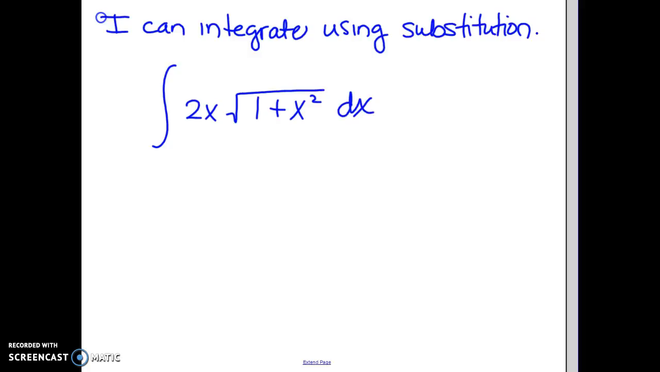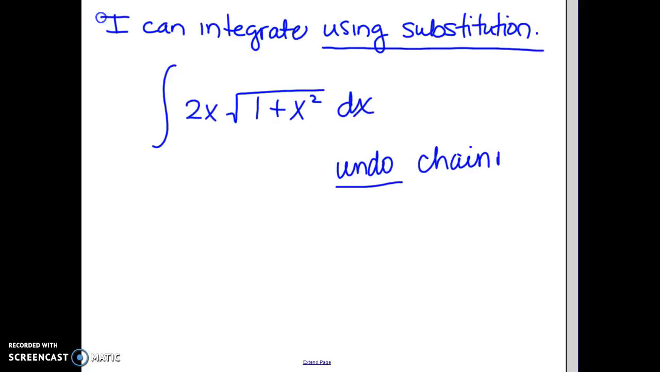You know, it is a chain rule. Very good. So how do we undo a chain rule? That's where the question comes in. Well, to undo a chain rule, we use substitution. Okay? That's what we're going to do here. We are going to undo a chain rule. So let's do it.